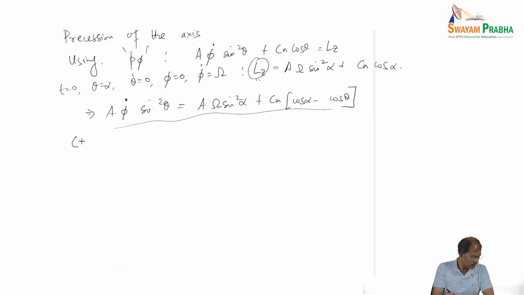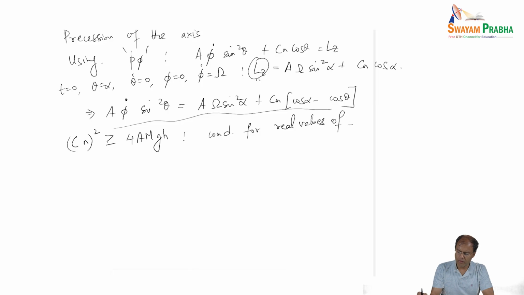So suppose we expect that the roots are real, or the discriminant is non-negative. So this is 4 AMGH. This is the condition for real values of omega, right? So this is a condition where we have two real roots, and suppose we set omega equal to omega s, which is the slow precession rate.